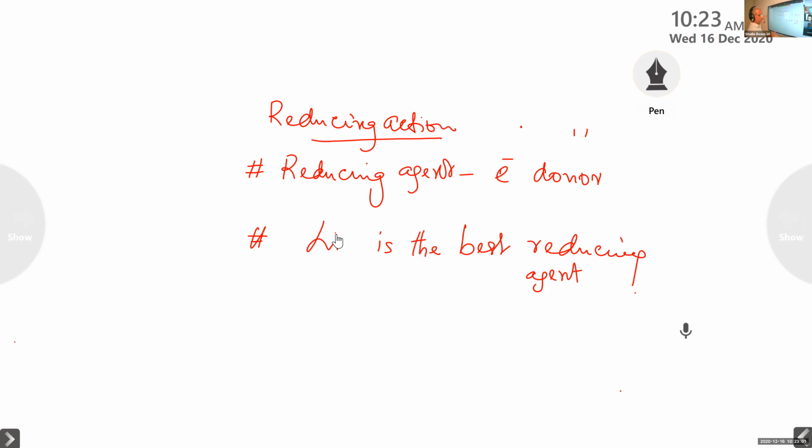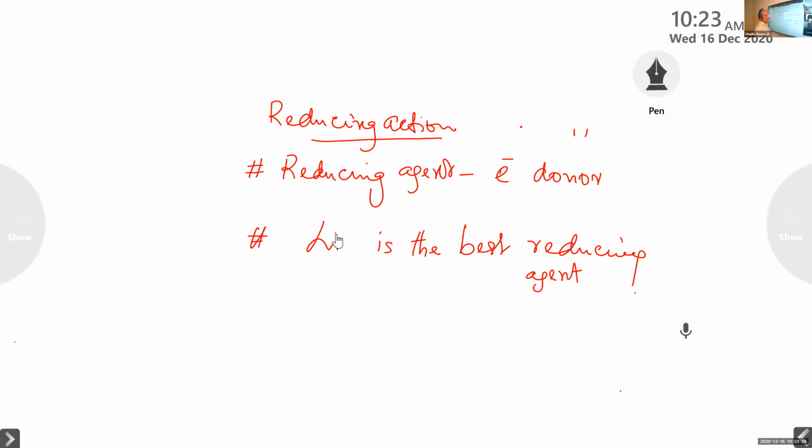So we have completed the formation of the superoxide ion. Then the oxidation number of oxygen in the superoxide ion, O2 minus 1 ion. What is the oxidation number of oxygen? That's equal to minus half. Then reaction with water. That also we did not discuss yesterday.